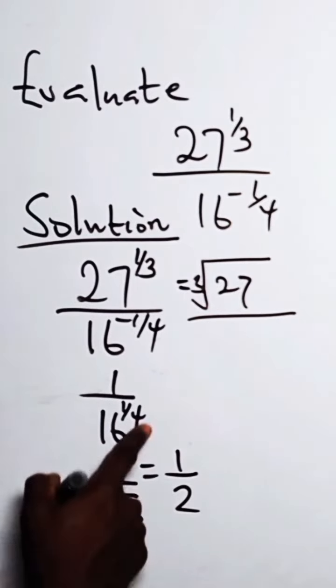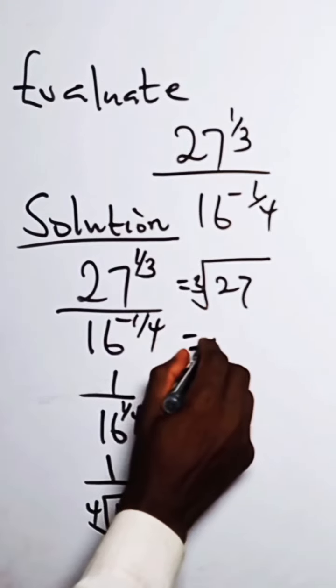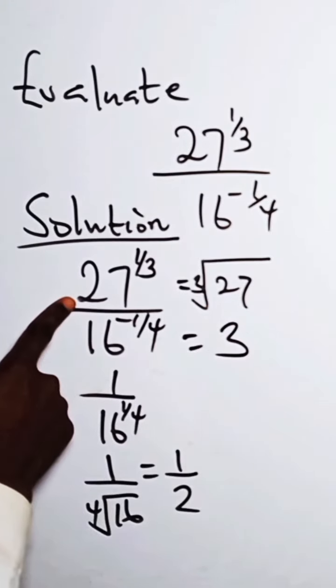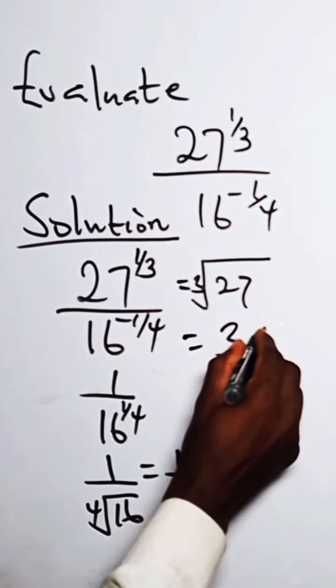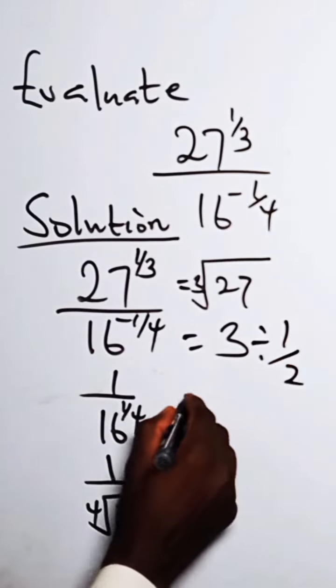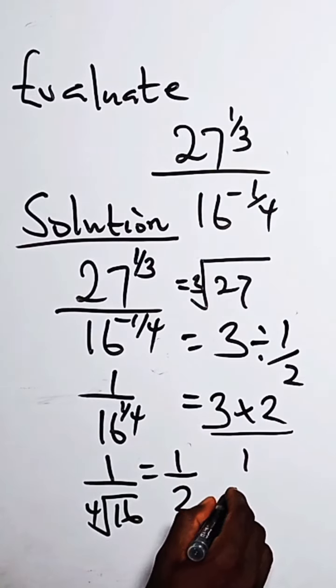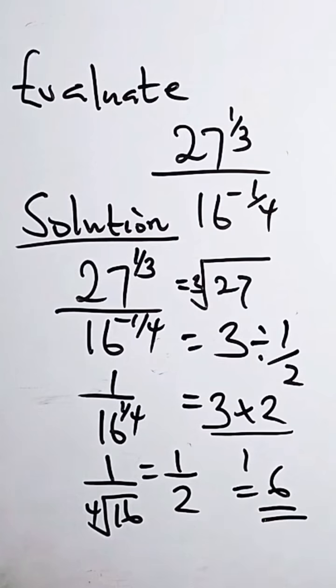So for this, the cube root of 27 is 3, which is this, divided by the result of this, which is 1 over 2. So here we have 3 times 2 over 1, so we have our answer to be 6. Thank you very much.